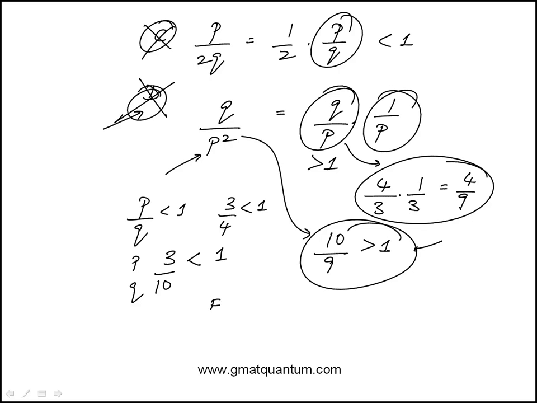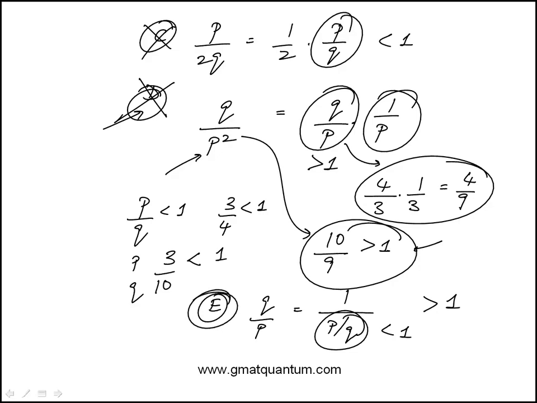The E now is clear. Q over P is really the reciprocal of P over Q, and that's less than 1. So that number would be greater than 1. So to recap, the answer is E.